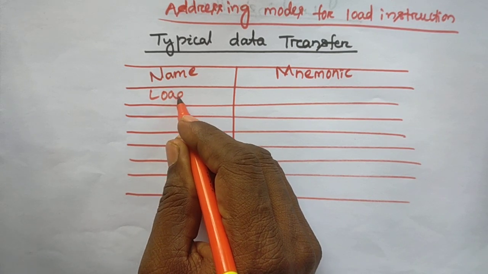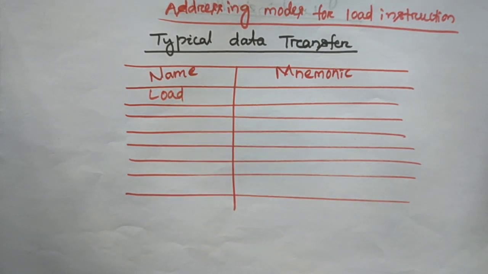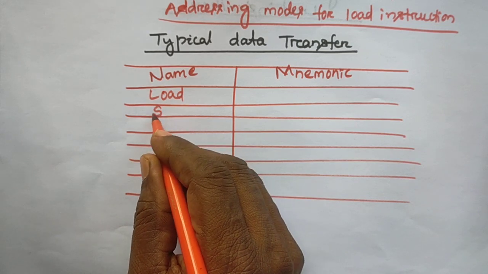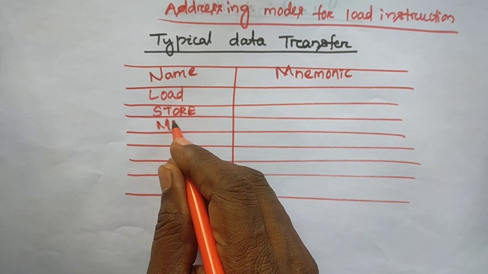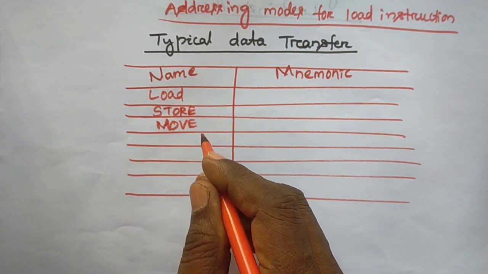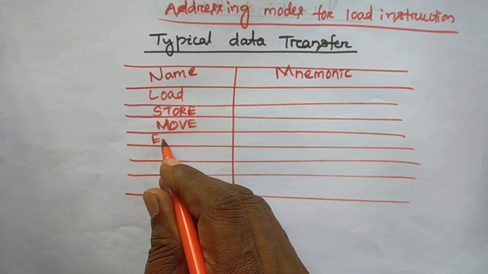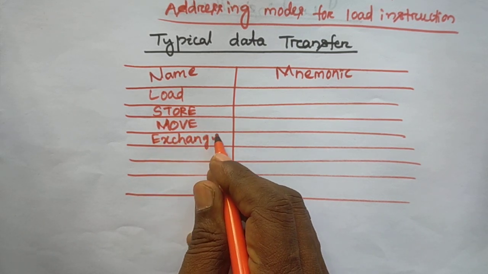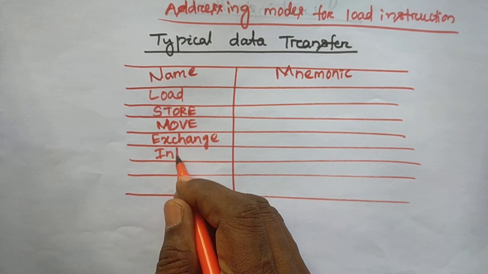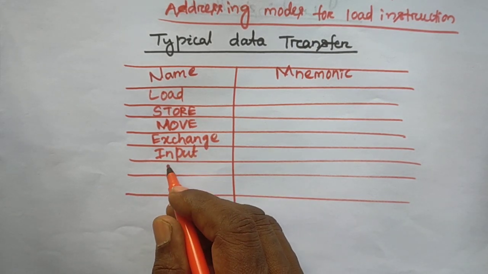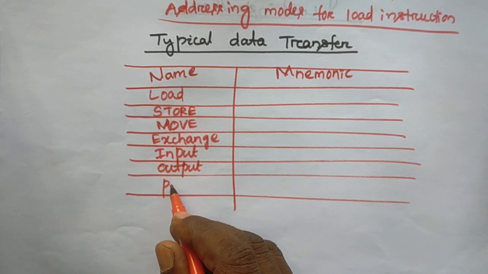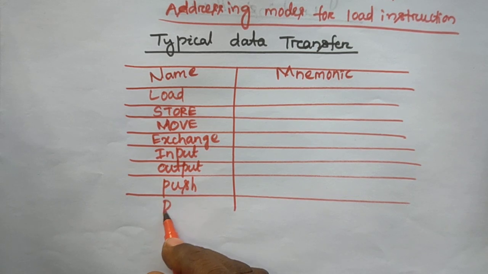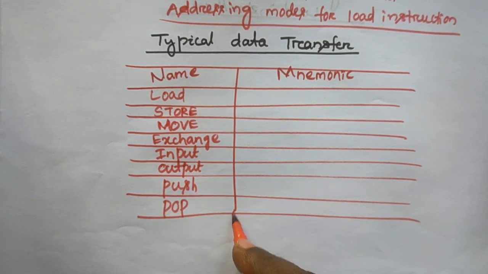So for example, load, store, similarly move, exchange, input, similarly output, and push and pop. So different kinds of concepts we can consider for this data transfer.